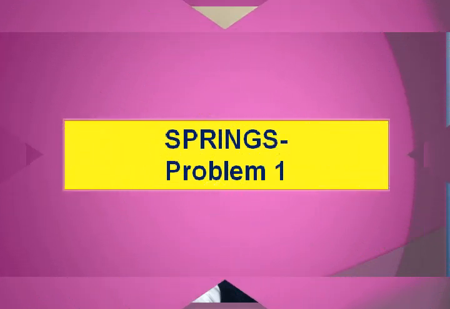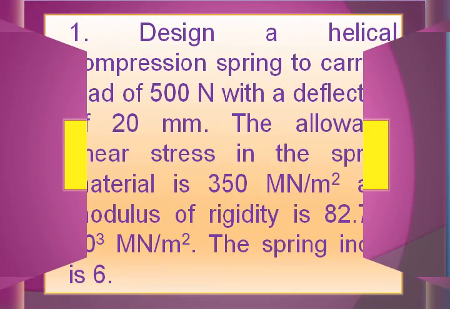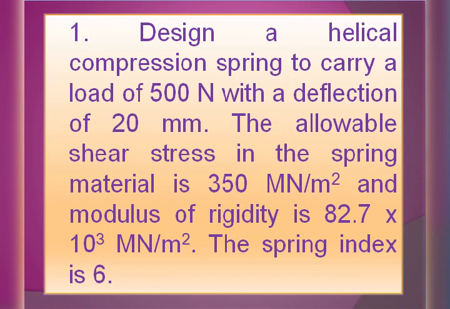Now we'll solve a problem on design of springs, helical or coil spring. The question is like this. Design a helical compression spring to carry a load of 500 Newton with a deflection of 20 mm. The allowable shear stress in the spring material is 350 mega Newton per meter square and modulus of rigidity is 82.7 into 10 raised to 3 mega Newton per meter square. The spring index is 6.